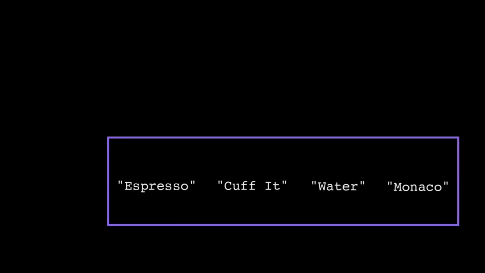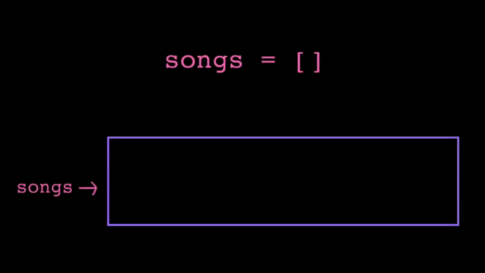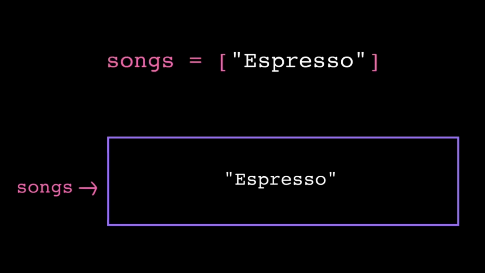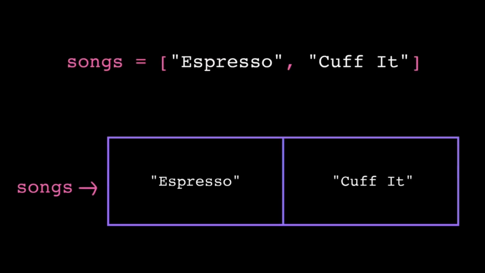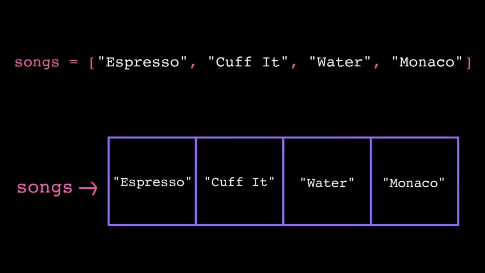A list allows us to store a bunch of data in a single container, which we can then refer to with a single variable name. To define a new list in Python, we use square brackets. This creates an empty list named songs. Then we can just stick data in here, separating each individual piece of data, or element, with a comma.